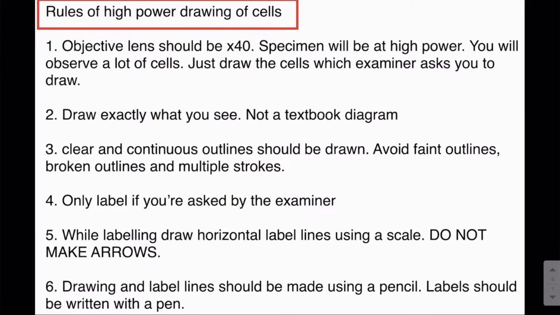In this video lecture, we will be discussing some tips and tricks of high power drawing of cells. So guys, whenever the examiner asks you to draw high power drawing of cells, what you need to do is observe your specimen at high power. That is, your objective lens should be x40. So whenever you observe your specimen at high power, you will be observing a lot of cells.